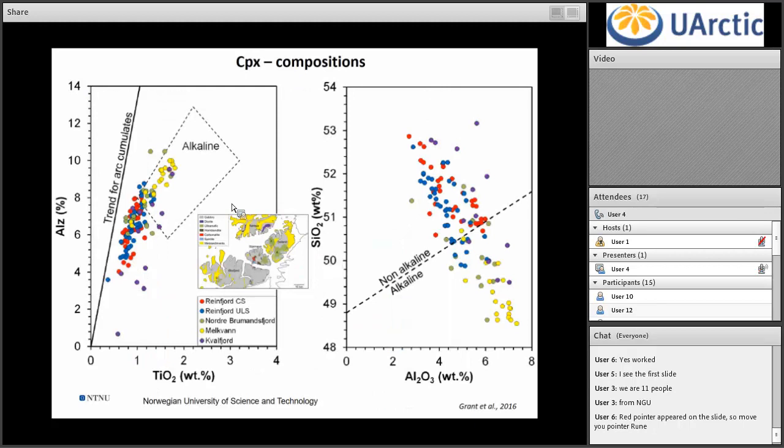Another way to show this is to plot the clinopyroxene compositions here with the total aluminium against titanium to the left and silica against aluminium to the right. I think I'll just explain the right figure. What you see here is that mostly the Reinfjord complex is plotting in the non-alkaline region in terms of CPX compositions. Whereas the other ultramafic complexes actually overlap between the non-alkaline and the alkaline field. And again, we can see that this is probably caused partially by contamination with these alkaline tholeiitic country rock gabbros. Next, please.